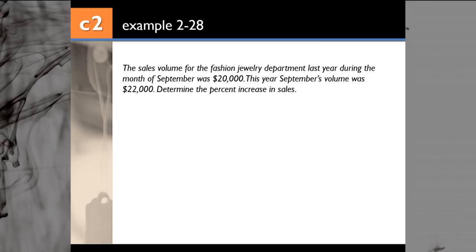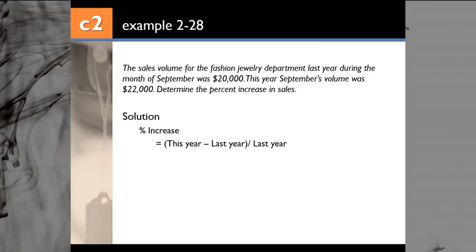First of all, did the sales increase or decrease? There you go. You have to compare the 20,000 and this year you have 22,000. You see that it's increased. And after that, what you're going to do, you're going to compare it to the previous sale. So your base is going to be last year's September sale. And if you remember the formula, that's going to be this year minus last year's sale, divided by last year's sale.